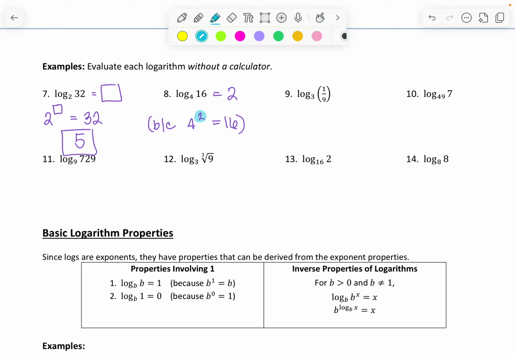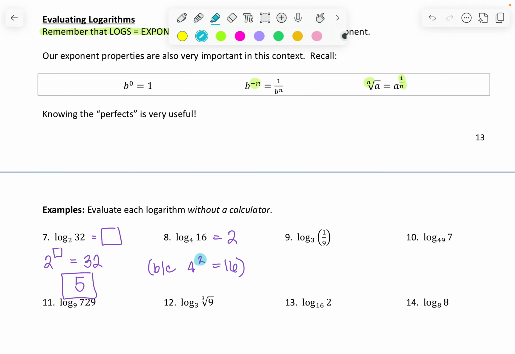Now, if we look at number 9 and 10, these are a little bit trickier, and this is going to tie back to our exponent rules here. So if I have the log base 3 of 1 over 9, that tells me 3 to some power gives me 1 over 9. Well, I know that 3 squared is 9, but remember that if I want to make the reciprocal, that's where I need a negative exponent. So the answer to this is going to be negative 2, and that is because 3 to the negative 2 is equal to 1 over 3 squared, which is how we get 1 over 9, okay?